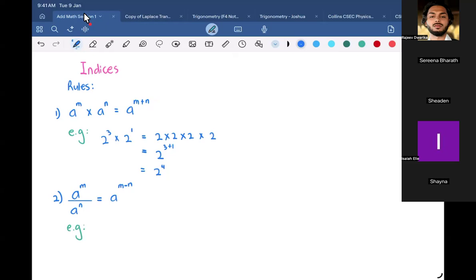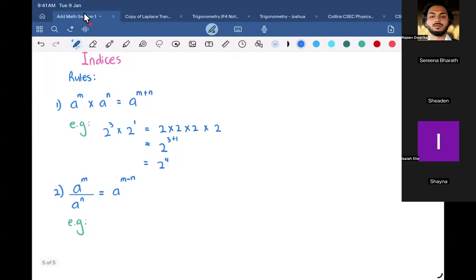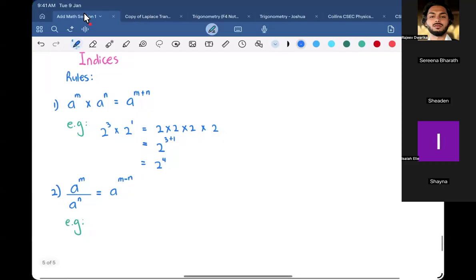Serena, give me an example, real fast. All you're going to do is tell me two numbers where the bases are the same and you're raising them to different powers. That's all. Let's say 3 to the power 6 over 3 to the power 2.